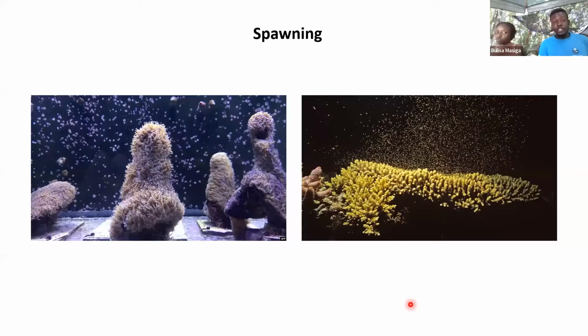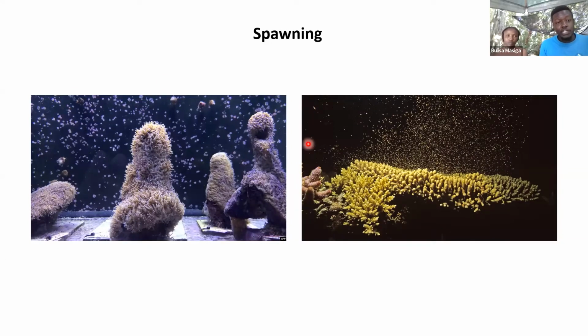So now let's talk about sexual reproduction and spawning. As I said earlier, sexual reproduction results in diversified gene pools. The majority of hard corals are hermaphrodites, while others have separately sexed individuals, and in some cases, entire colonies. Many corals reproduce sexually through spawning, where eggs and sperm are released into the water column.